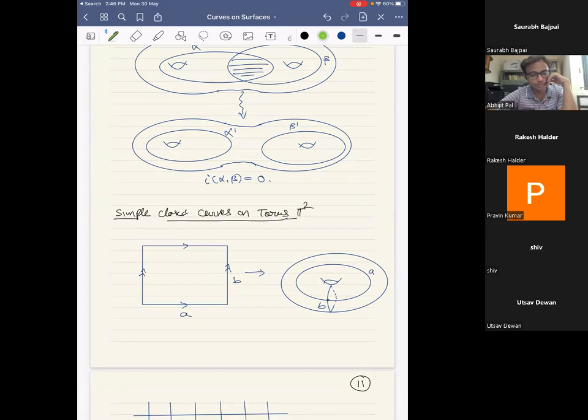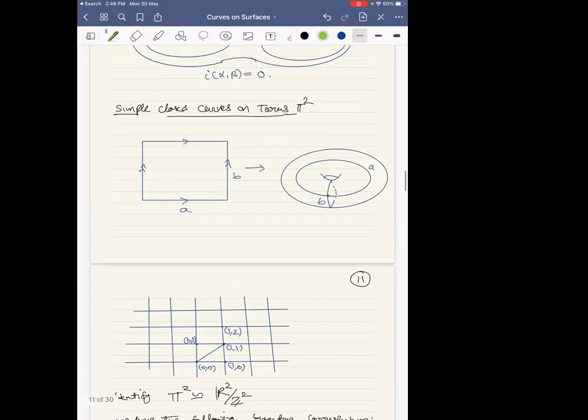Okay. So let us try to understand simple closed curves on the torus. One way to realize the torus is to look at it as a quotient of this square, right? So you have this natural identification, A, B, and you get this torus.